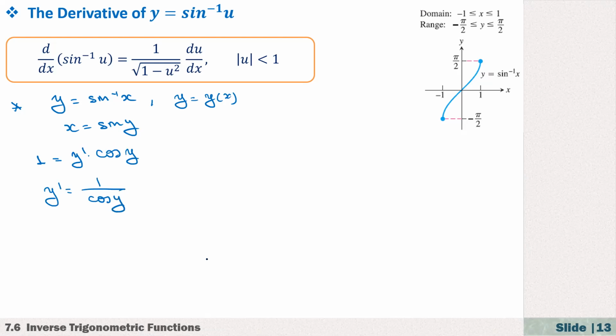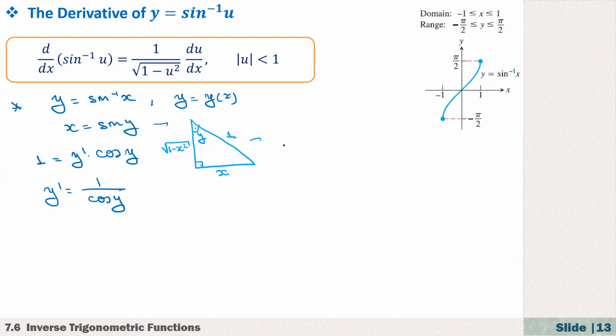That's it. But if we want to express our result in terms of x, how can I do that? Using the relationship that sine of y is equal to x, I can draw our reference triangle, and let's say this angle is y. Sine of y is equal to x means the opposite side is equal to x and the hypotenuse is equal to 1. And how about the second shorter side of this right angle triangle? That's equal to square root of 1 minus x squared using the Pythagorean theorem.